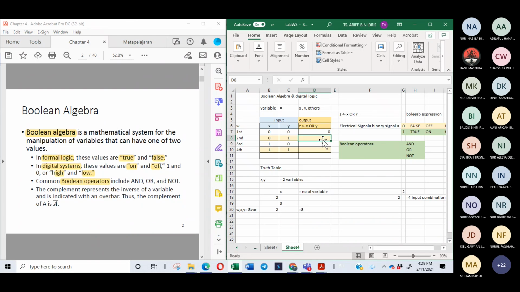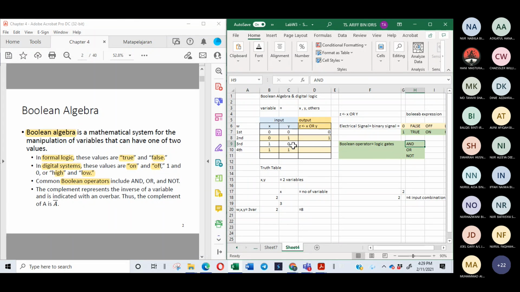1. Excellent. So for OR gates, just now I told you about Boolean operators: and, or, not. Another word for Boolean operators is gates. Boolean operators we also call logic gates. The logic gates may consist of and, or, not.